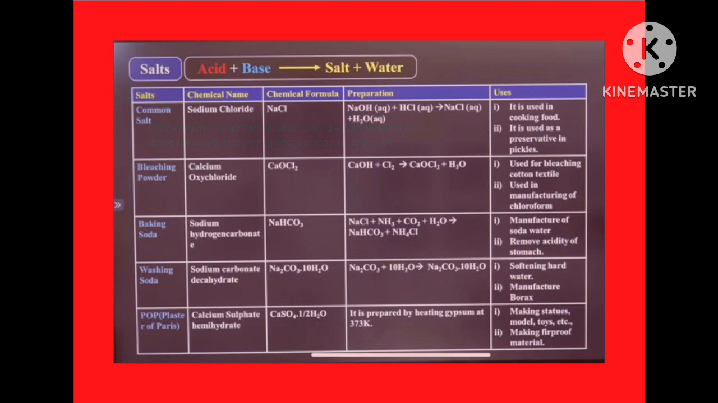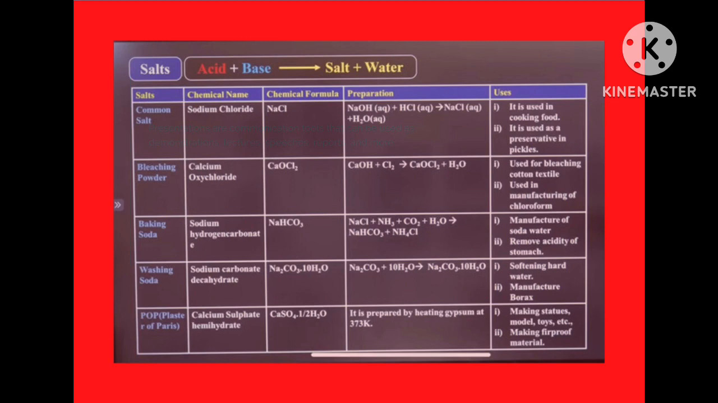Next is POP, that is plaster of Paris. It is obtained from a raw material which is called gypsum. Gypsum has two water molecules as water of crystallization in it. Its formula is CaSO4·2H2O. On heating gypsum at 373 Kelvin, it loses water molecules and becomes calcium sulfate hemihydrate. This is called plaster of Paris. The doctors use it for supporting fractured bones in right position. It is also used for making statues, models, toys, etc.